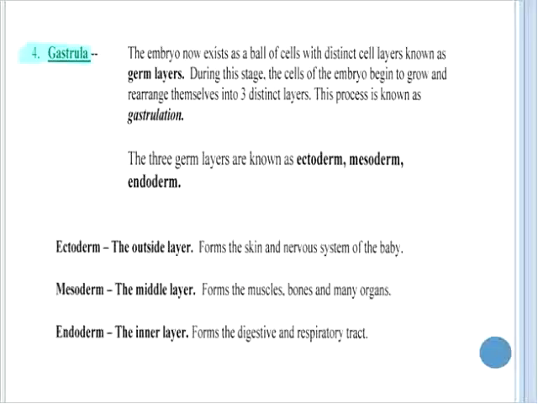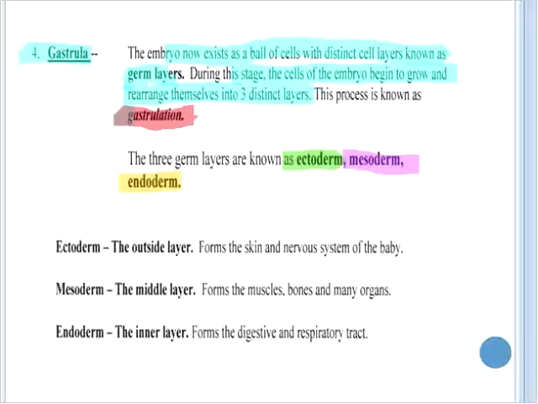The gastrula is next in the sequence, and the embryo will now exist as a ball of cells with distinct cell layers known as germ layers. During this stage, the cells of the embryo will begin to grow and rearrange themselves into three distinct layers. This process is known as gastrulation. The three germ layers in turn are ectoderm, mesoderm, and endoderm.